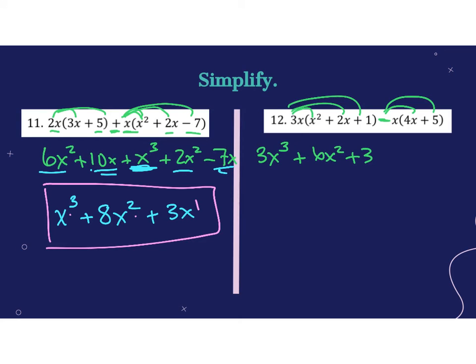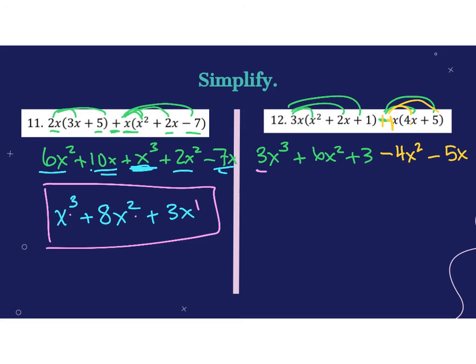Now, the second set of parentheses, some people like to think of this as plus negative x, where you've got a negative 1 with your x. So you can think of that as negative 1x times the 4x and times the 5. That would be negative 4x squared and negative 5x, because negative 1 times 4 is negative 4, and negative 1 times 5 is negative 5. So don't forget to bring that negative with it if you have a negative in between those two sets of parentheses. All right, so now let's combine our like terms.